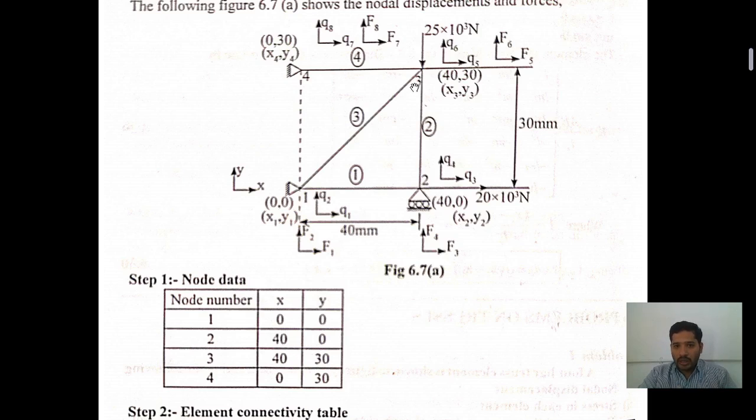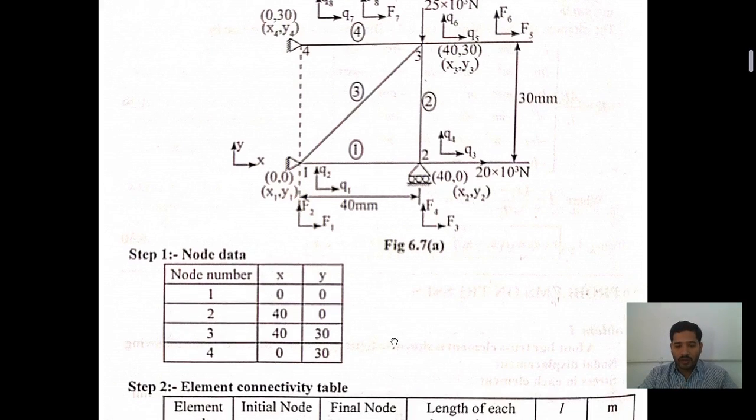Come to node 3. At node 3, X is how much? From here to here is X. The total length is X3, 40 mm, and this Y3, the vertical height, is how much? 30 mm. So 40 comma 30. X3 is 40 mm, Y3 is 30 mm. Come to node 4. At node 4, X value is 0, but the vertical height is how much? 30 mm. So 0 comma 30. Clear? I hope no one is having confusion here.